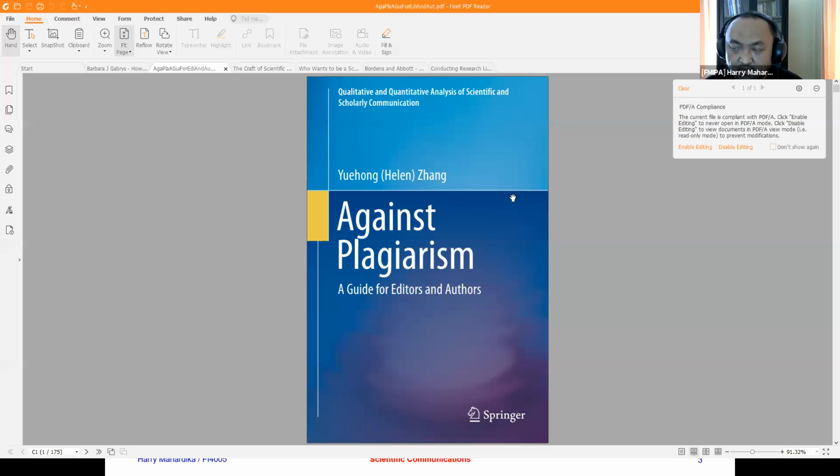Against Plagiarism is also a good book on how to avoid plagiarism. I think we're going to discuss it next week, so that if we intend to write a paper and publish it in a certain publication, such as proceedings and journals, we must be careful not to commit any violation of scientific conduct.